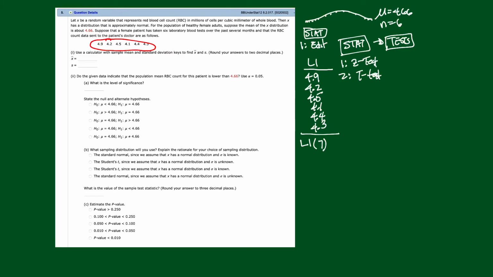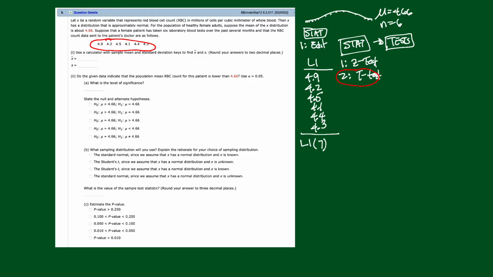I think what we're going to use here, even though they're telling us up at the top that X is approximately normal, we still don't actually know sigma. There's nothing in here that tells us what sigma, the standard deviation, is, and we have a small sample. So I think that we are going to use number 2. So press number 2, or scroll down and enter.